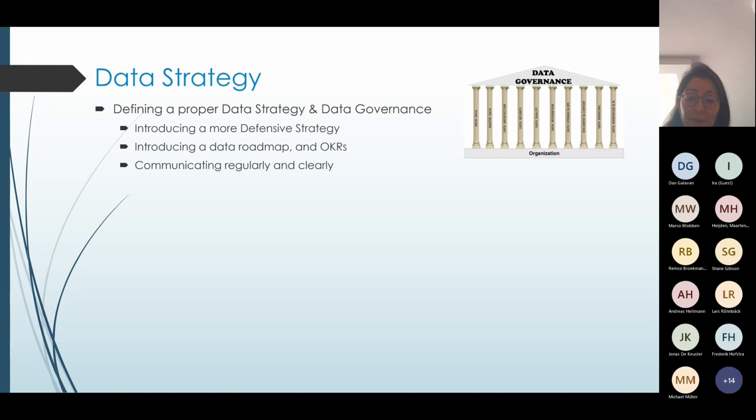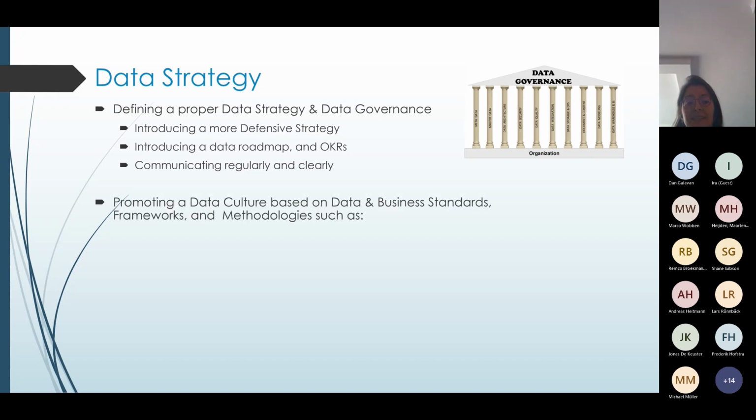Also, introducing a proper roadmap and objectives and key results in order to bring the data governance implementation to life is very important. But more important than having a proper data strategy, roadmap, and OKRs in place is communicating it, communicating it regularly and clearly. What are the steps, why we are doing so, how we are doing so, what are the updates we have, what is the progress we are making, in order to gain the trust and the support from the business on one side and your team on the other side, in order to continue implementing the 10 pillars of data governance, which are usually long-term projects.